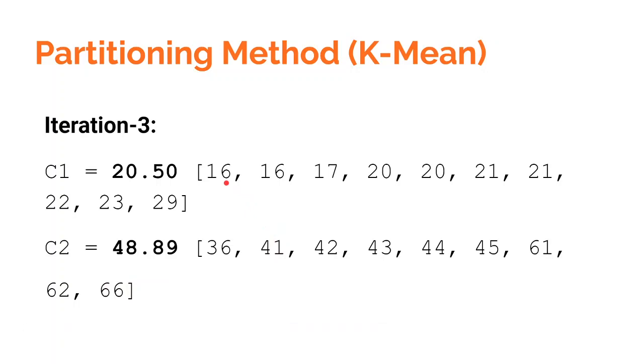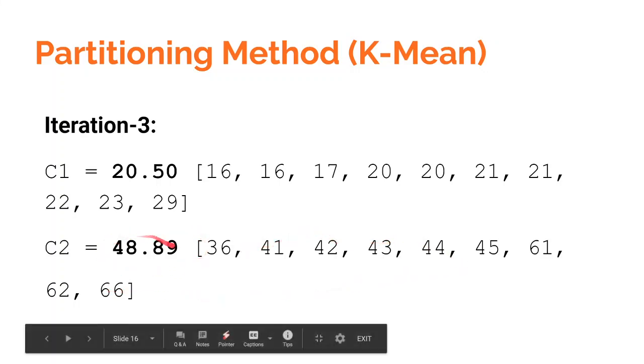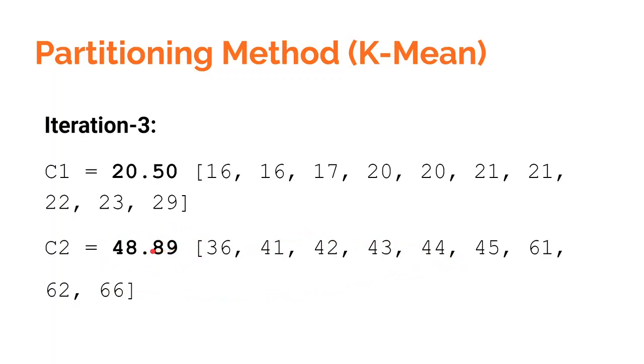Again you need to calculate the updated mean of the given clusters. If you calculate the mean of the first cluster, you will get a mean value of 20.50. Here you may consider 21 as the approximate mean value for cluster 1, and if you calculate the mean value of the second cluster, you will get 48.89. So here you may consider 49 as the approximate value for cluster 2.